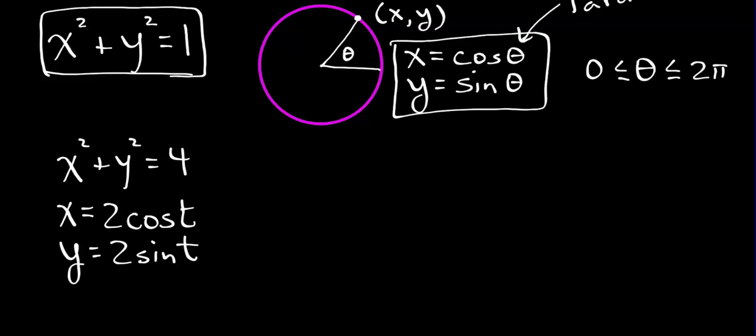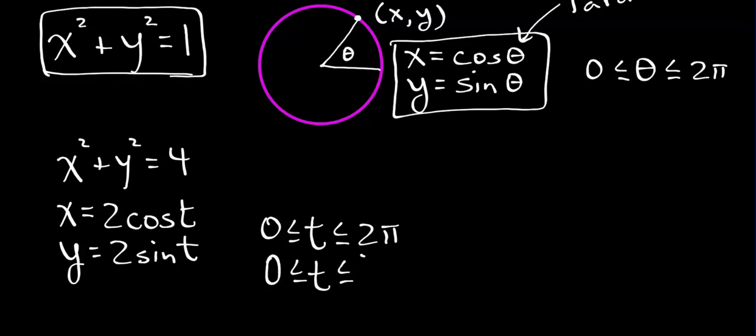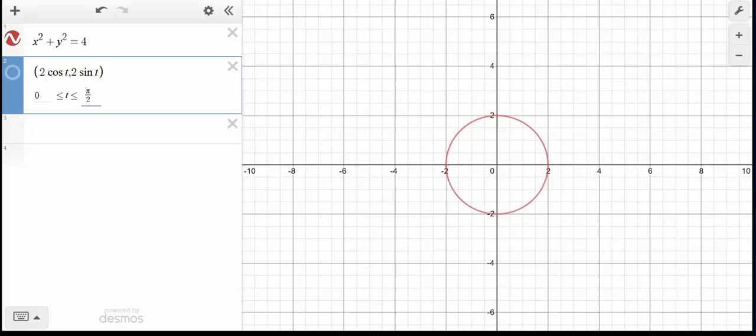Now, I'm going to think about this. What if I have t between 0 and 2 pi? This will of course give us the whole circle. But what happens if we only want to get a quarter of the circle? Well, in that case, I could limit my set of parametric equations to be between 0 and pi over 2. And that would give me a quarter of the circle. So let's take a look at that real quick.